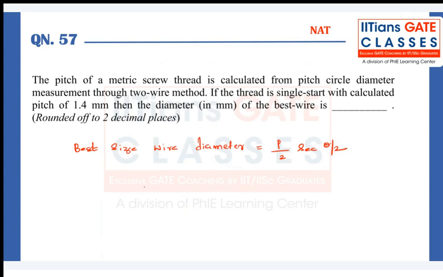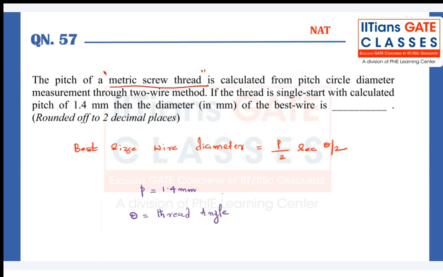Now here the pitch is given in the problem: P equal to 1.4 mm. But theta is the thread angle. Is it given in the problem? No. But here one clue is given. It is a metric screw thread. Isn't it, guys?